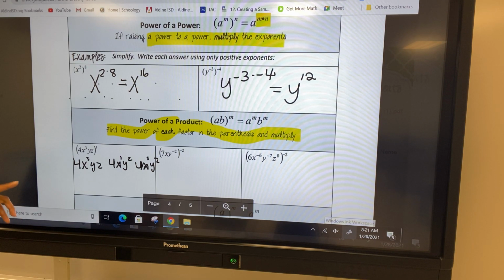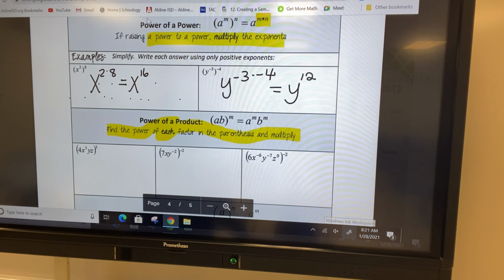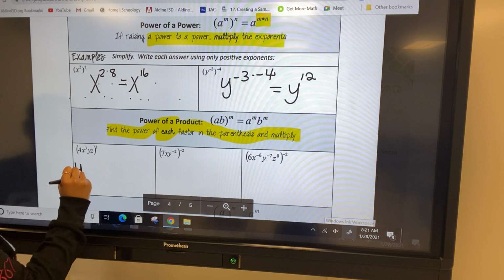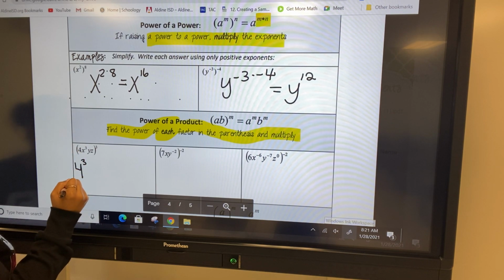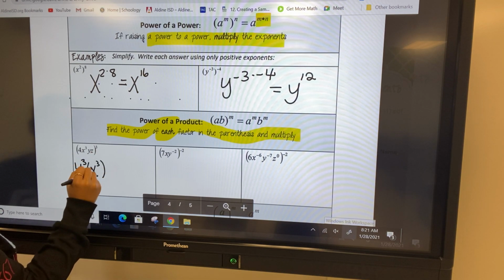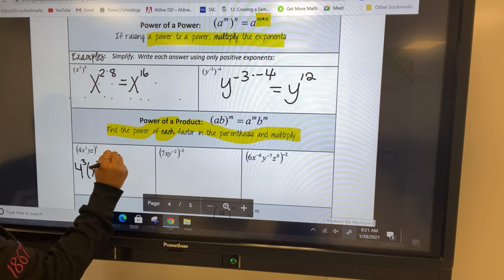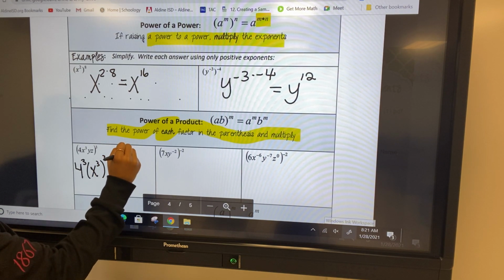But the shortcut says that we can just take each one of these things and raise it to that power. So instead of doing that, I'm going to take everything that is inside of the parentheses and raise it to the power of 3. So that would look like this. So we start with a 4. I'm going to raise that to the power of 3. Then we have x^3, and I'm going to raise that to the power of 3. Then we have y, I'm going to raise that to the power of 3, z to the power of 3.